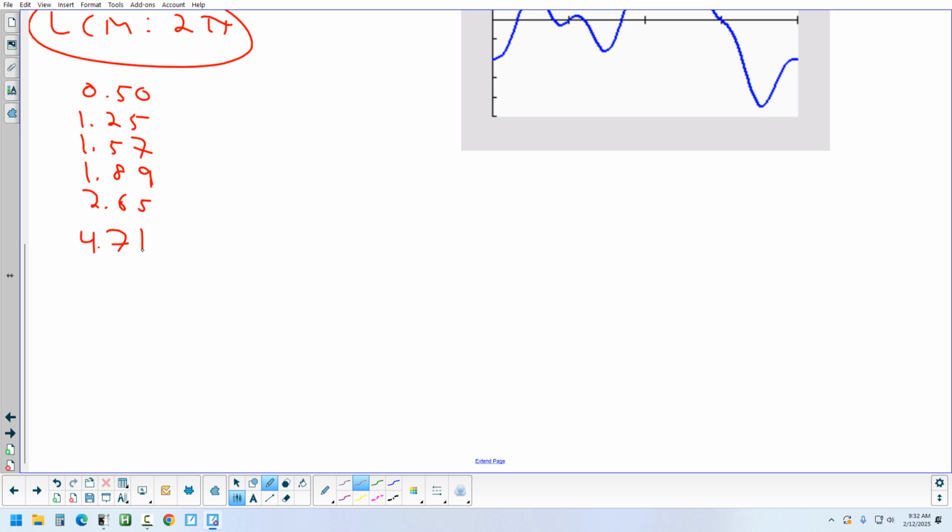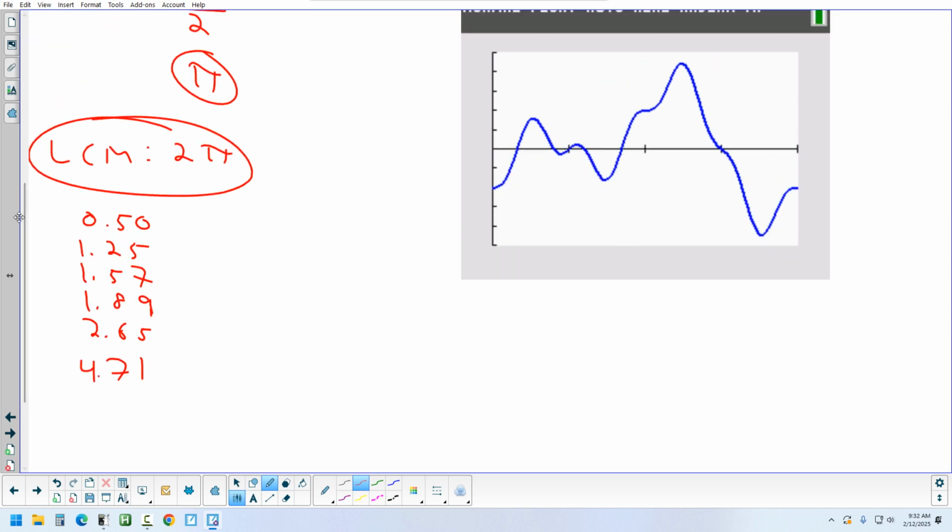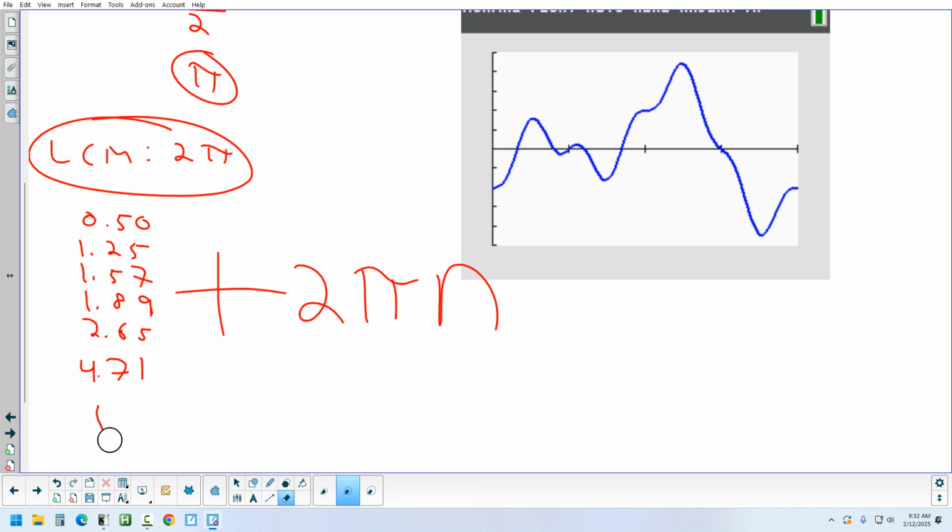Now, rather than putting plus 2 pi n on each one, I'm just going to kind of go like this. Represents adding 2 pi n to every one. Not exactly proper mathematical notation. Yeah, that's okay.